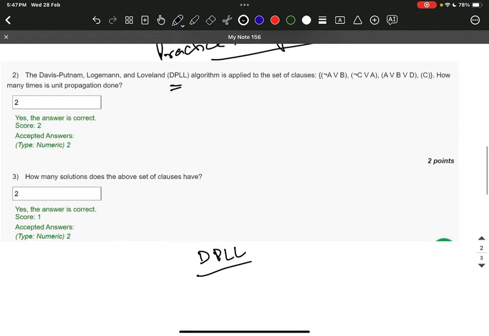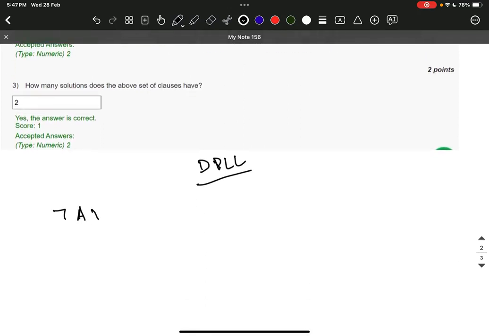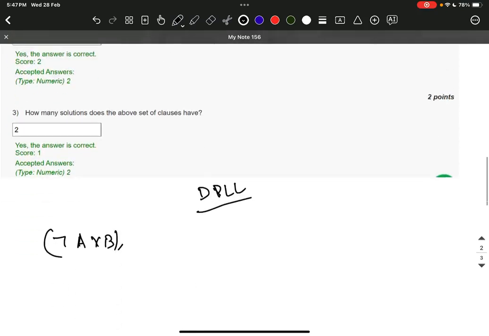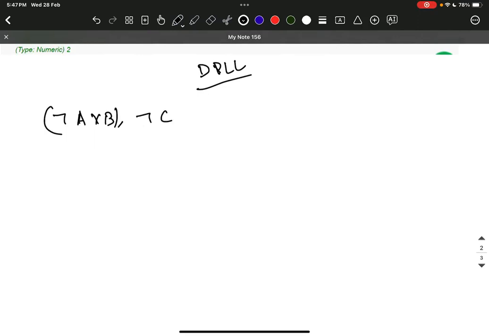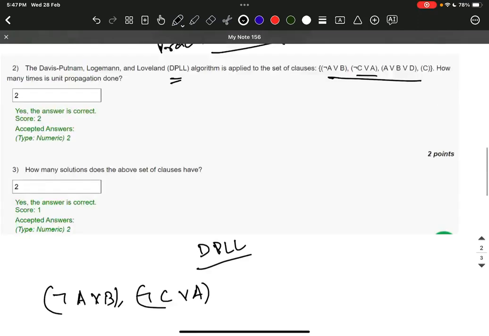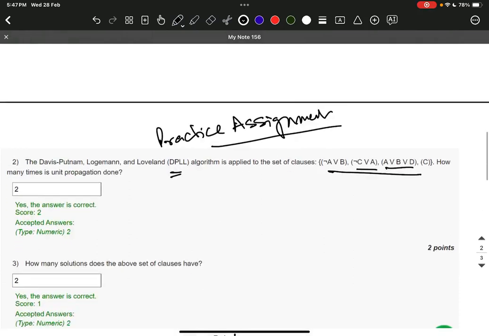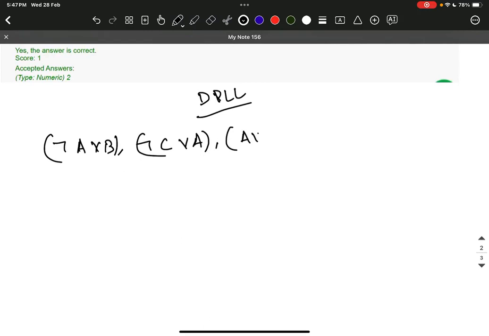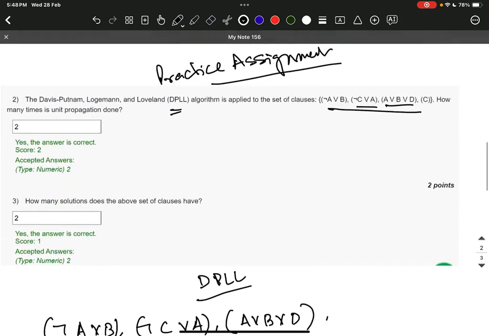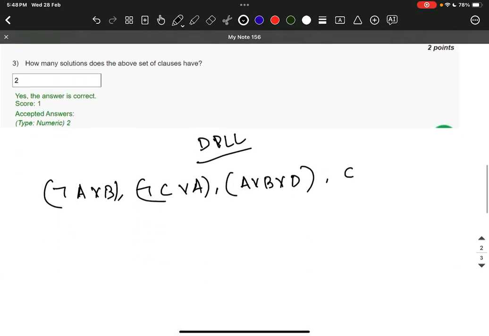So these are the clauses given over here. Not A or B, this is one clause. One is not C or A. One is A or B or D. And the other one is C. These are the clauses given: 1, 2, 3, 4. There are 4 clauses given.